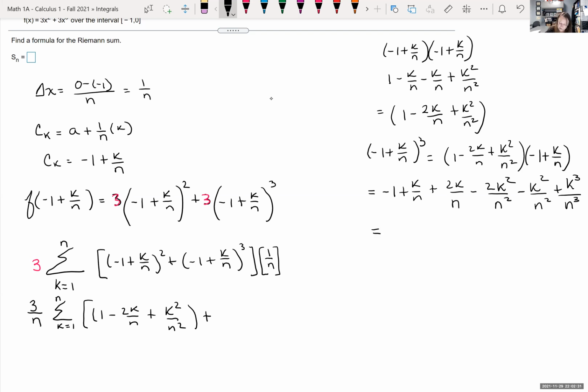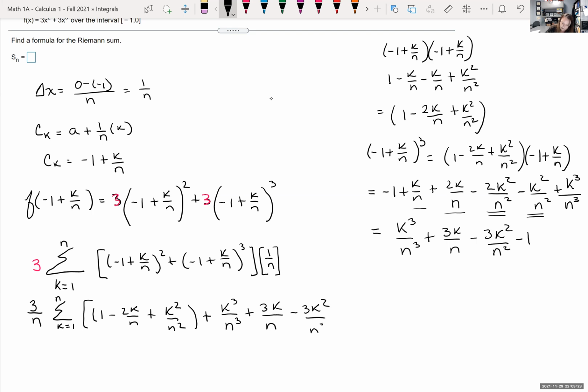And combining like terms. Do we have any like terms? Let's just rewrite it in descending order of power. So k cubed over n cubed. We have a k over n plus a 2k over n, that's a 3k over n. We have a negative 2k squared over n squared minus a k squared over n squared, which is minus 3k squared over n squared. And then we also have this -1. So we get k cubed over n cubed plus 3k over n minus 3k squared over n squared minus 1. I really technically don't need those parentheses.